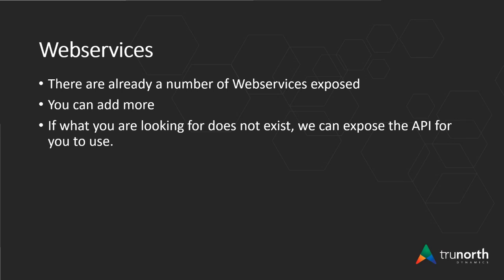In Business Central, you have open API or web services that are available for you to connect to Power BI or other outside sources. There are already a number of web services that are exposed, but you can add more. And if you're looking for something that does not currently exist, we can always expose those APIs for you to use. I'm going to start out with just a few screenshots of how you can access those web services in Business Central, and then Julia's going to take over and give you a live demonstration of how you can use Power BI.